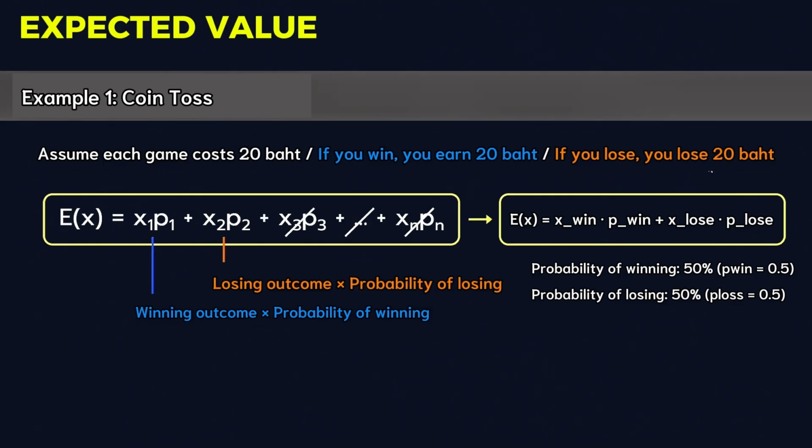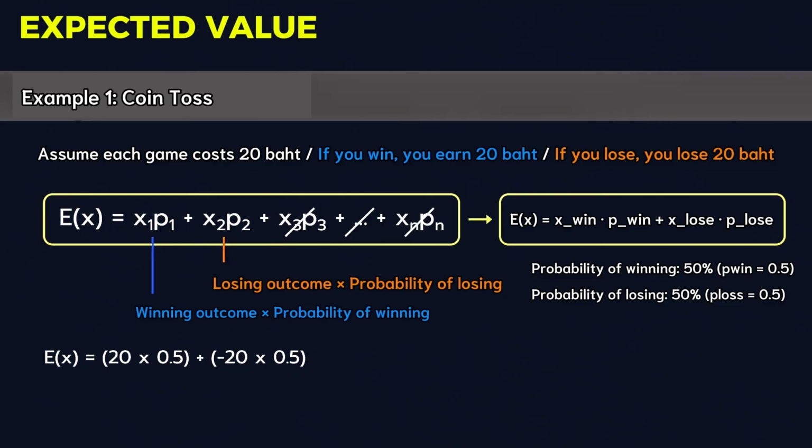Now let's calculate the expected value. First, we need to know the win rate, or the probability of winning. For a 2-digit lottery, the probability of winning is 1 out of 100. Why? Because there are 100 possible numbers, from 00 to 99. Only one number wins. Therefore, the probability of winning is 1 over 100, or 0.01. The probability of losing is everything else. If the winning number is 56, then buying 55, 57, or any other number still loses. So the probability of losing is 99 out of 100, or 0.99.